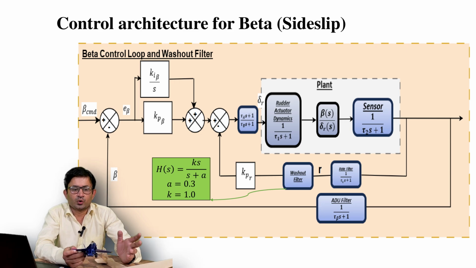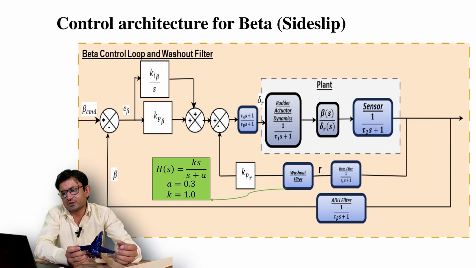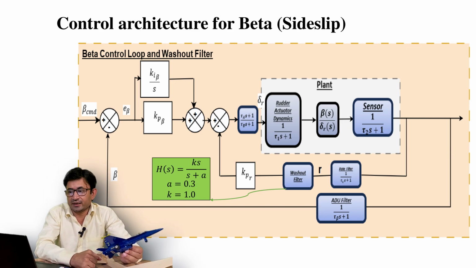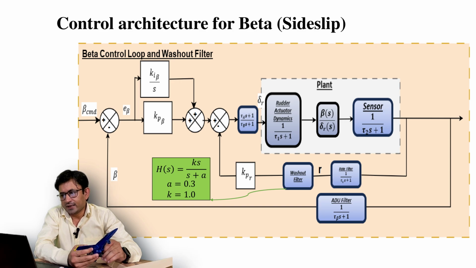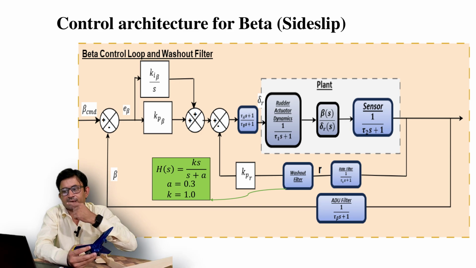If you don't know the actual actuator dynamics, you can consider it as first order dynamics. You have to obtain the transfer function beta by delta r from the nonlinear equations of motion, linearize, then convert into the Laplace domain and find out beta by delta r. I already told you these things in the previous lectures of this flight control system design course. Sensor dynamics you have to include. If you don't know, you can take first order. Together, the rudder actuator dynamics, sensor and beta by delta r are called the plant.